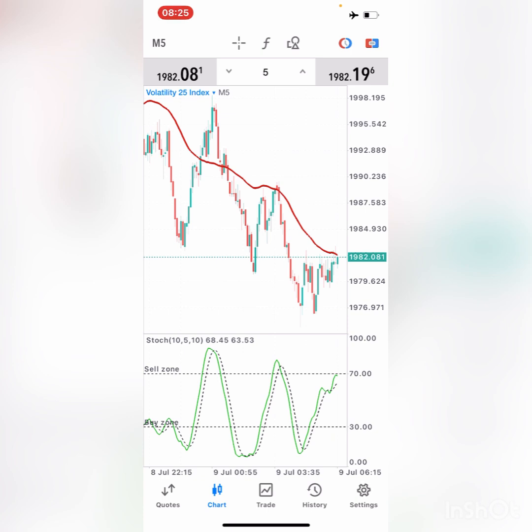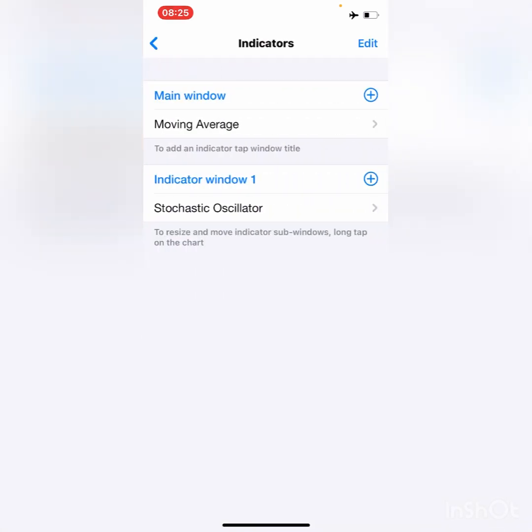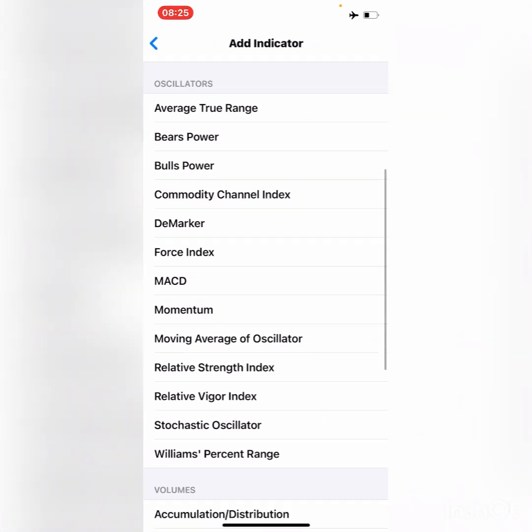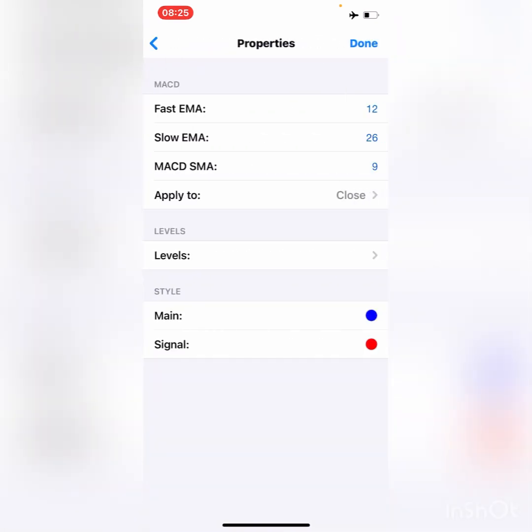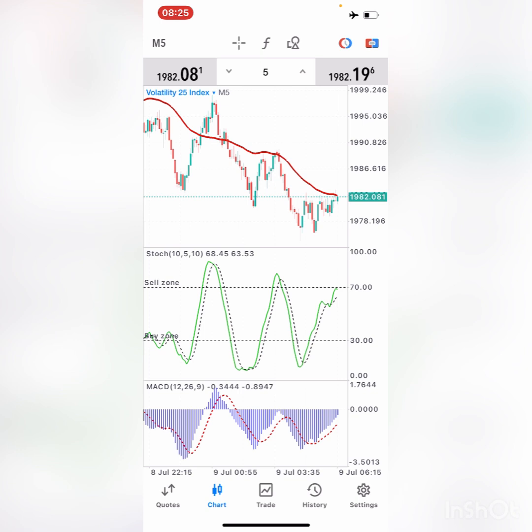And then our last indicator that we want to install is the MACD, and it's right here. And this MACD is going to have the following properties again: fast EMA of 12, slow EMA of 26, MACD SMA of 9, apply to close. And then on the styling, the main will be blue, and then the signal will be red, right? And then we're going to click on done, and as you can see, we're back from where we started, right?